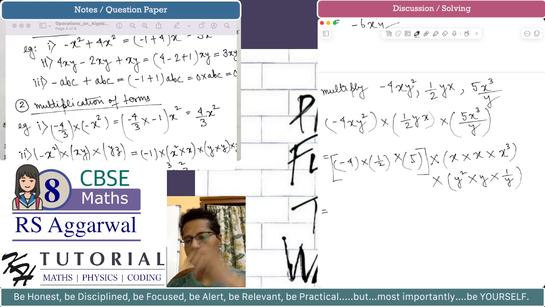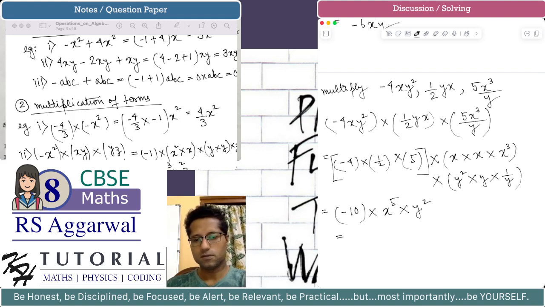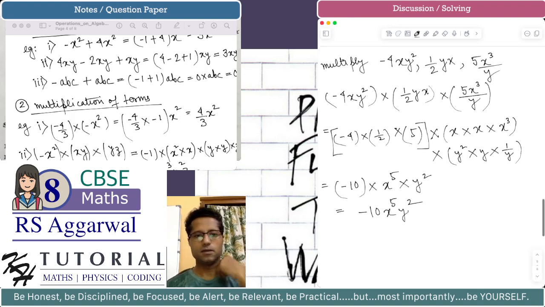Now, if we simplify the product of the coefficients, we get minus 10, and we have x multiplied by x multiplied by x cube. By using the laws of exponents, it becomes x to the power 5. And y square multiplied by y multiplied by 1 by y becomes y square. So this becomes minus 10 x to the power 5 y square. So this is how we multiply terms. Let's take another example.